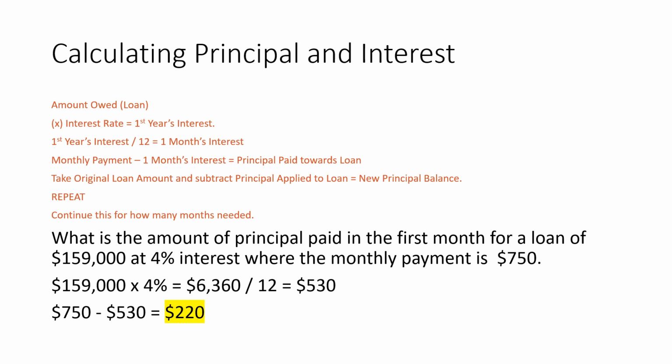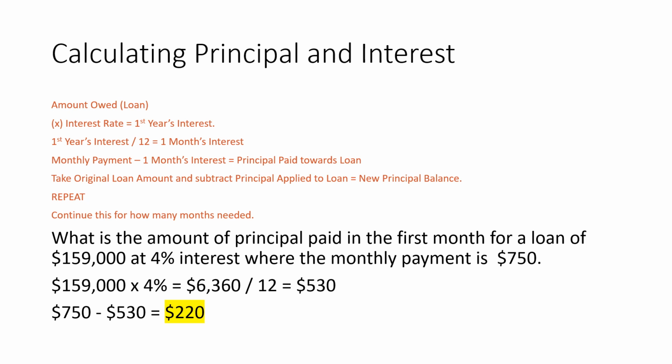So, in this case, $159,000 at 4%, where the monthly payment is $750. They have to give you those 3 pieces of information. So the first thing you're going to do is take the $159,000 and multiply it times the interest rate of 4%. So that year's worth of interest would equal $6,360. But we don't need all that. We just need 1 month of it. So we need to divide by 12.